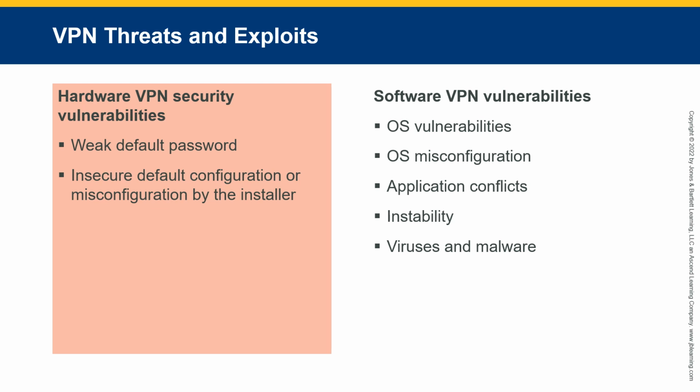With software VPN vulnerabilities, these can be operating system vulnerabilities. These can be operating system misconfigurations, where they left admin on the operating system enabled. You might have an application conflicting with it, where you have something else, like remote control software for troubleshooting, that might be using the same ports as your VPN, which could cause a conflict. You can have application conflicts other than that.